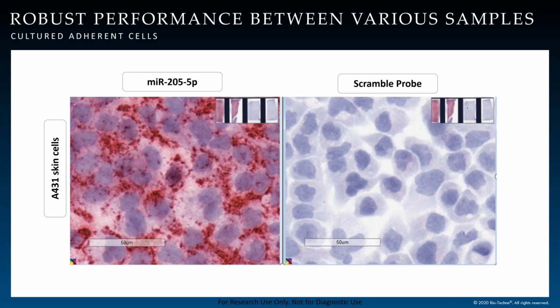If you are working with cultured adherent cells, the miRNAscope assay performs extremely well, as demonstrated in the slides with miR-205 stained in A431 skin cells. The assay successfully detected abundant miR-205 signal in the skin cells, and again, the scramble probe was used as a negative control, showing no background. Overall, the miRNAscope assay is a highly robust assay that can work with any of your sample types with proper sample prep and pretreatment. Please contact tech support for sample preparation and pretreatment guidelines with cultured adherent cells.